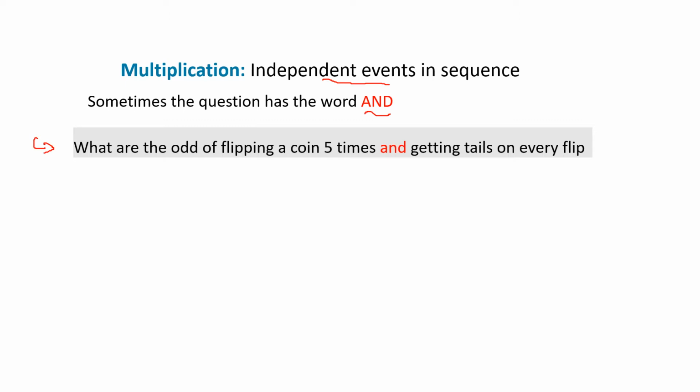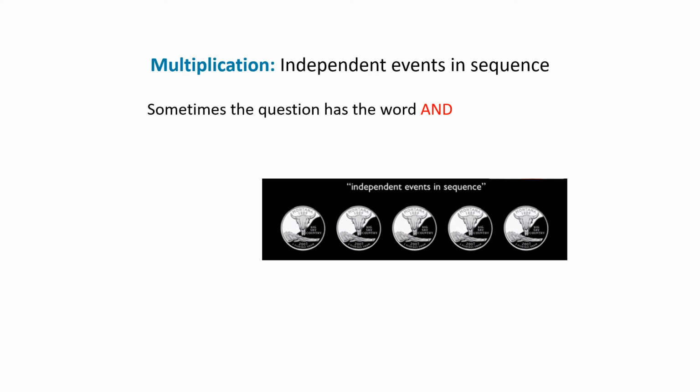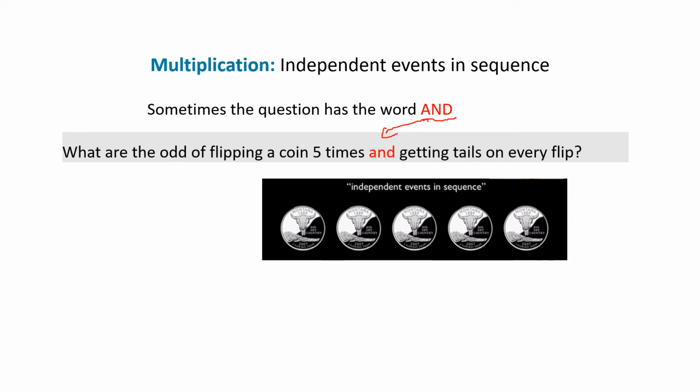What are the odds of flipping a coin 5 times and getting tails on every flip? So remember, they're asking you, these are independent events. Every time that you flip the coin, you will have the option of getting heads and tails, 50% of chances, and you do it 5 times, and they're asking you what is the chance that you get 5 times a tail. So first thing that you need to remember, you remember that I told you about the word "and" that sometimes appears. Here you see the word "and", so this can show us that it is a multiplication event.